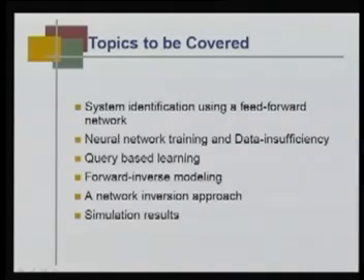Given those two backgrounds, these are the topics that we will be covering: system identification using a feed forward network, which we have already discussed; an overview of neural network training; and data insufficiency, which we have discussed earlier, along with query based learning. These are all from previous classes. Today we will be talking about two different indirect adaptive control schemes. One is based on forward inverse modeling and the second is the network inversion approach. Finally, we will show how these methods can be validated through simulation.